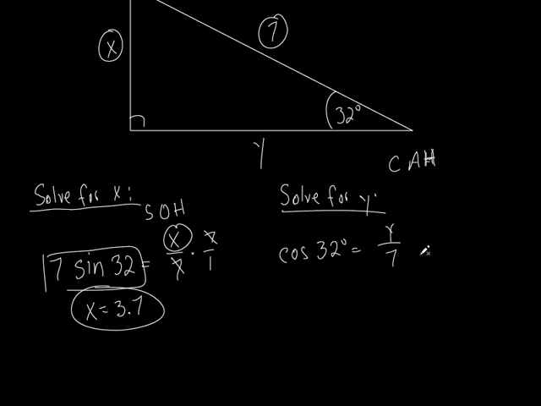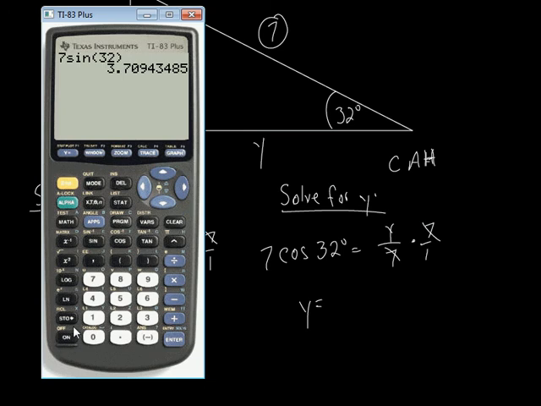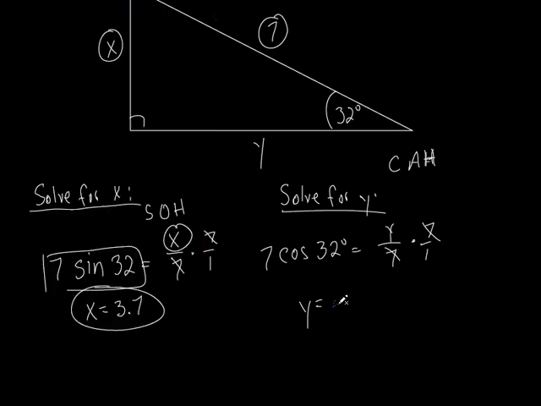The algebra is exactly the same. Multiply both sides by 7, and that 7 cancels out. Then just plug that into a calculator. You guys love your calculators, so now we get to use them. On this calculator I hit 7, then cosine, then 32, and then hit equals, and it's about 5.9. So y is 5.9.